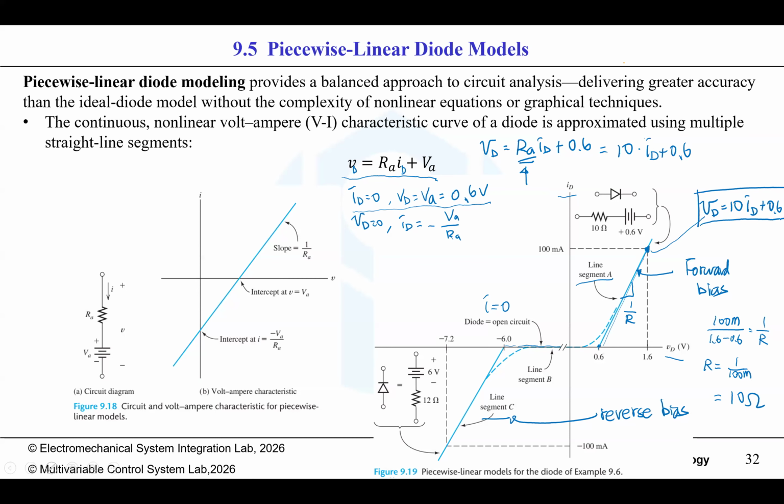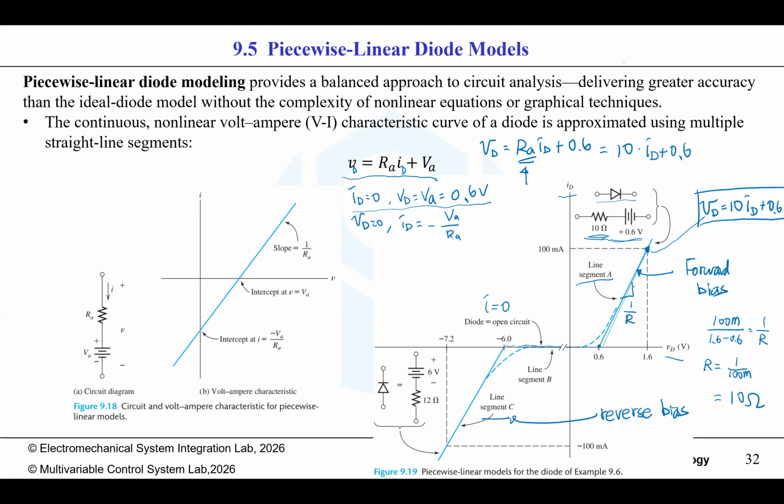So we can have an approximate line of this IV curve under forward bias. If it's under forward bias, then this diode can be replaced by a resistor in series with a voltage source. This is the equivalent circuit when it is under forward bias.